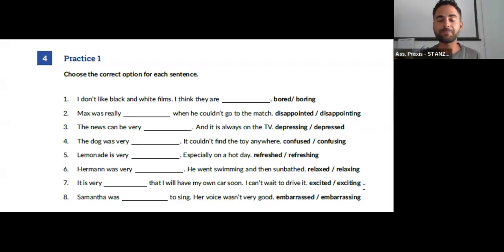So we always have to think, are we describing a feeling or are we describing the cause of that feeling? We are bored or something is boring. That's why we're bored. Okay. So I'm going to give you a couple of minutes for you to look at the sentences and try to complete them by yourself. And then we'll check the exercise together.